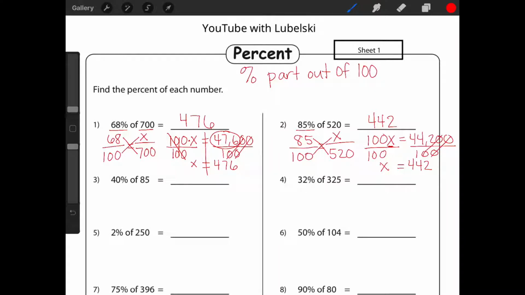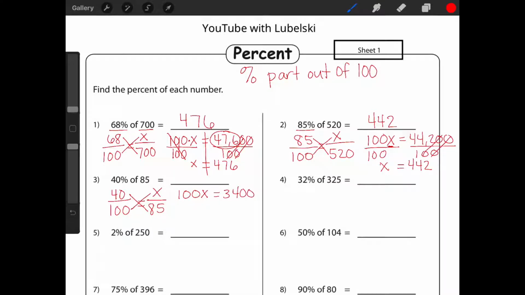Question 3, again, we're just setting this up over and over again just like this. We're going to do 40% as a fraction, 40 over 100, because every percent is out of 100, equals some amount out of 85. So we're just creating these equivalent fractions, these proportional relationships, comparing it to a percentage which is out of 100. So we're, again, using cross products. 100 times x is 100x. And that will be equal to the other cross product, 40 times 85.